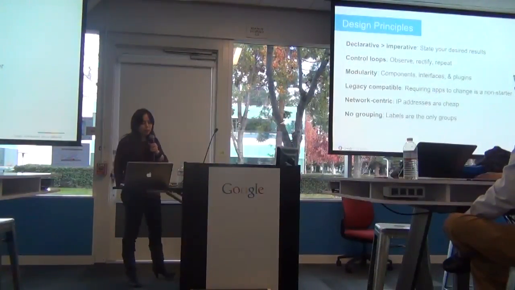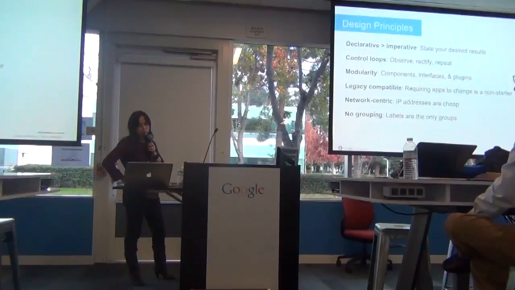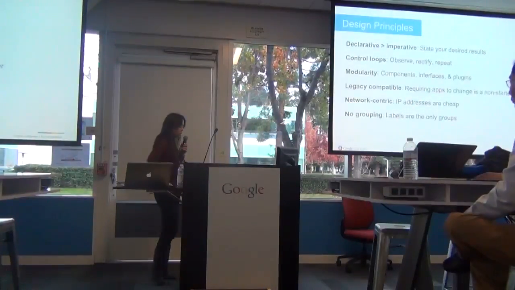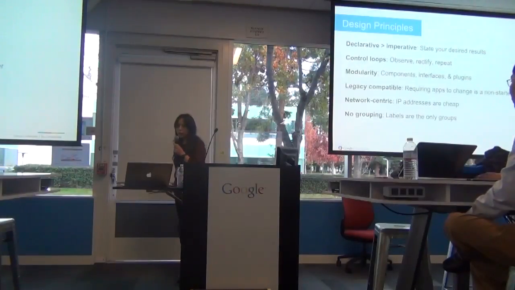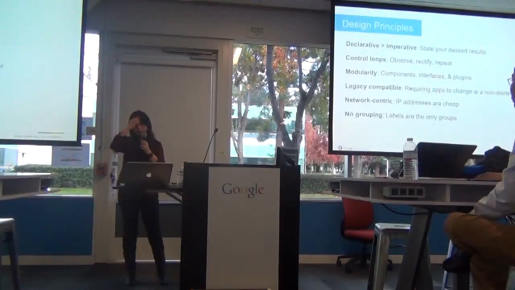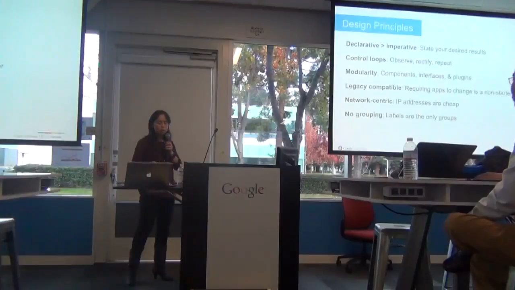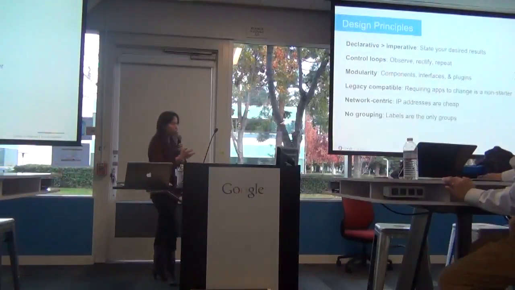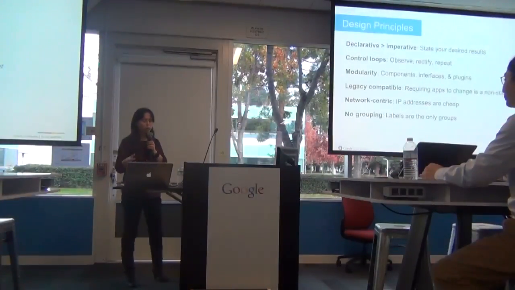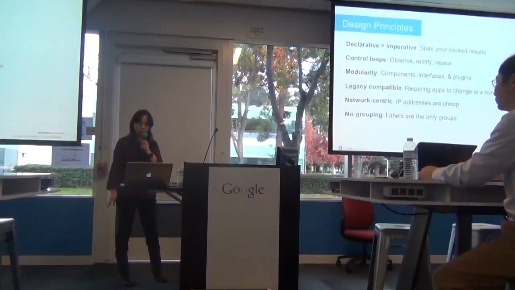Another thing is modularity. We have clear components, and each one has a clear interface. For the interface, we have a RESTful interface defined for each component. With this support, you can develop new plugins, so you can integrate Kubernetes, especially core Kubernetes, into whatever environment you want to support.